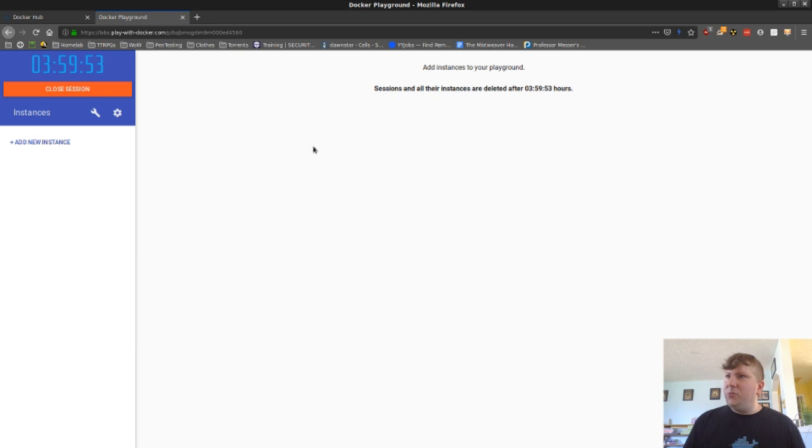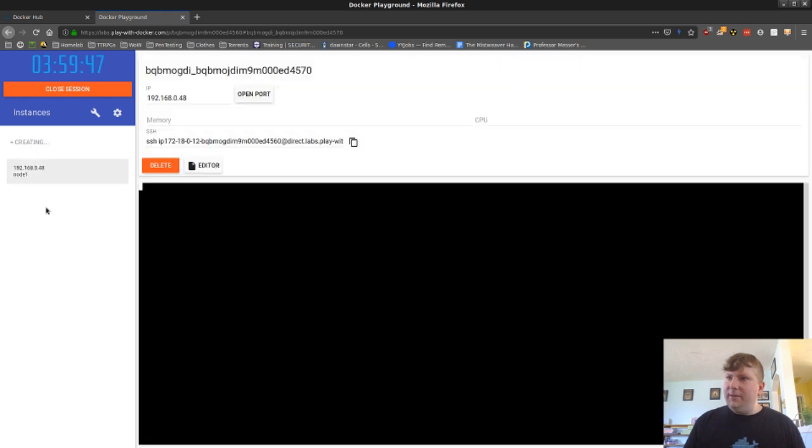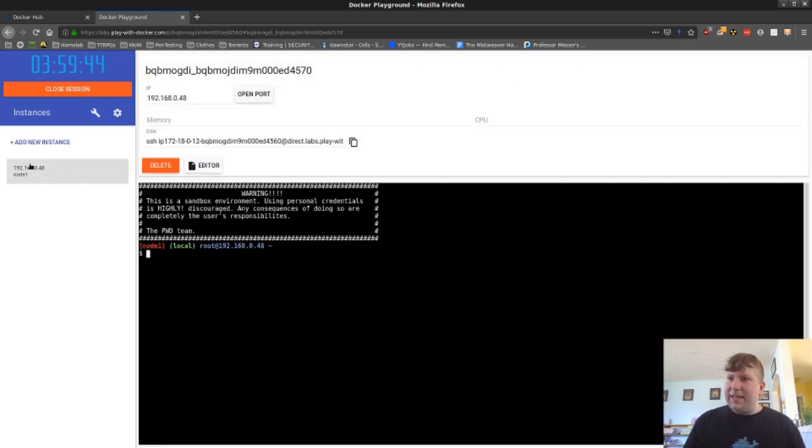It's going to take a second to fire up the instance, and here we go. So we've logged in now. We've got our own unique playground that we can use, and we're going to click this Add New Instance button. And it's going to create a node for us. A node is just a very small virtual machine somewhere that's got Docker installed and ready to go for us.